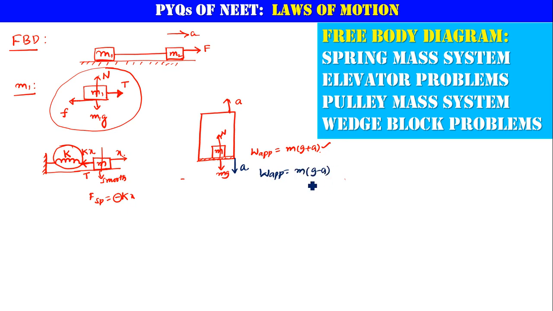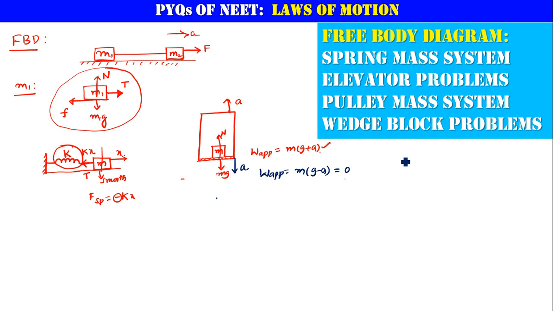In any case, if acceleration is equal to gravitational acceleration, then the apparent weight will become 0, and the mass will look completely massless. Or you can say the weighing machine that is there will show almost zero weight. That's what it is. Now that's about elevator problems, and let us discuss the pulley mass system.